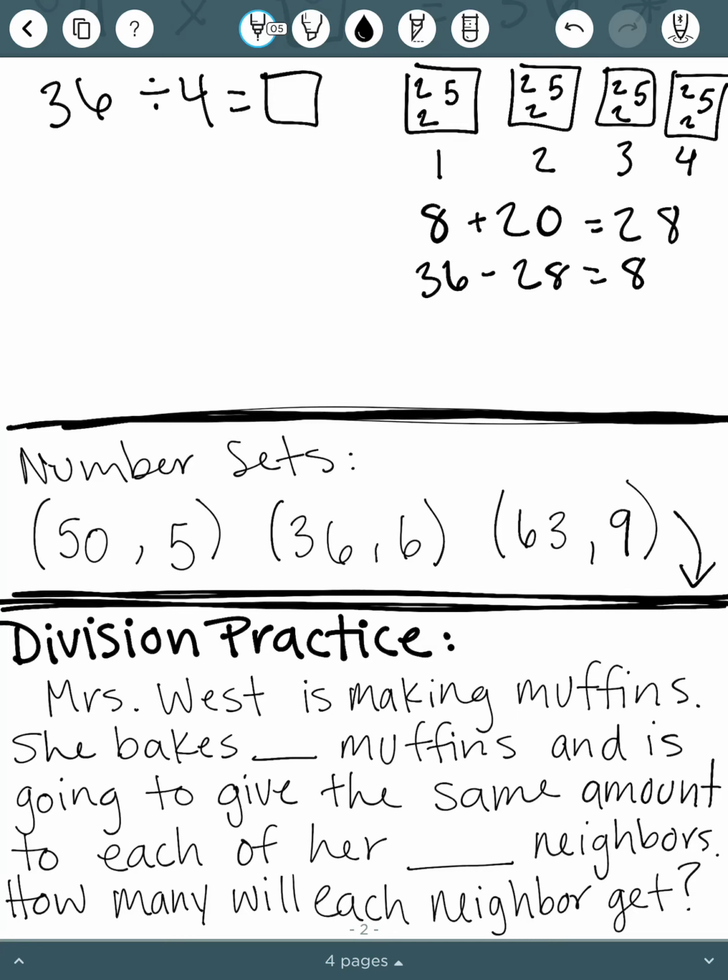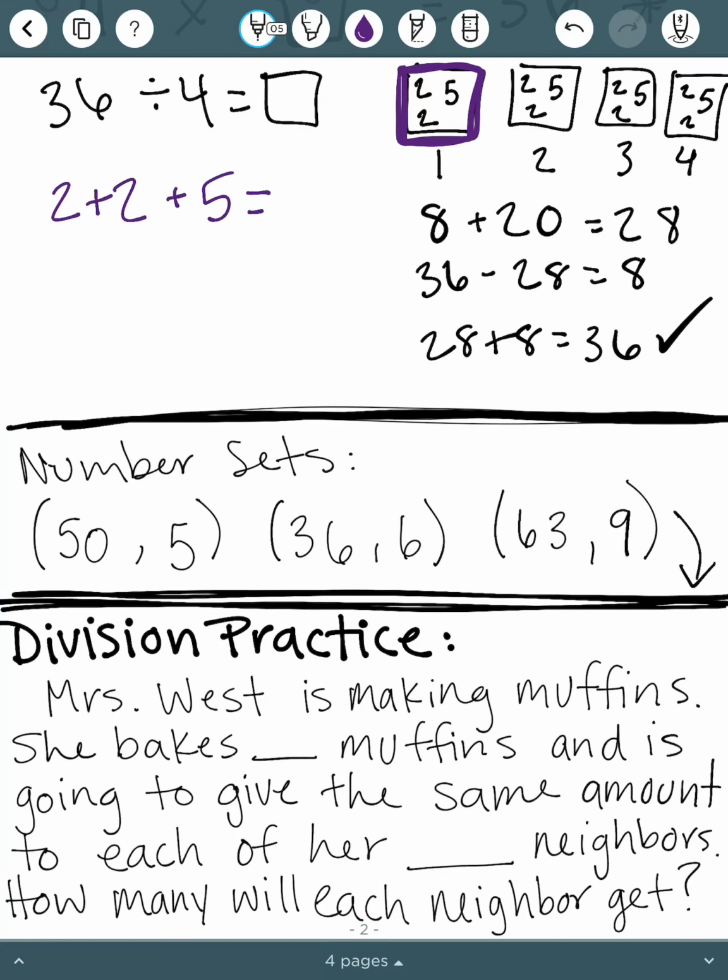So that would be 8 again. So 28 plus 8 equals 36. Okay, so we've used all of our erasers. So now we want to look at how many does each student have. So we know that 2 plus 2 plus 5 equals 9. So now we know that each student is going to receive 9 erasers.